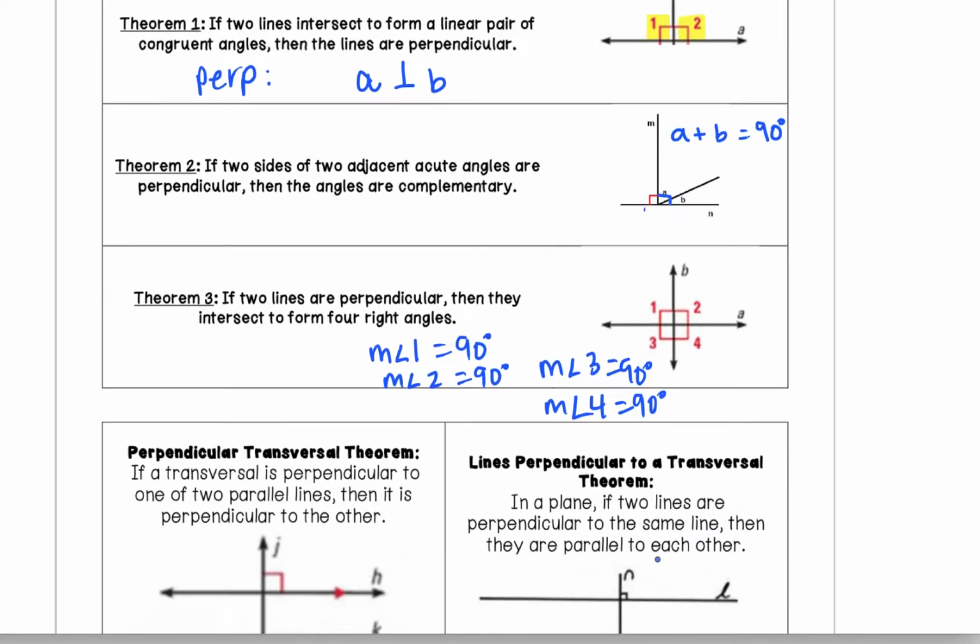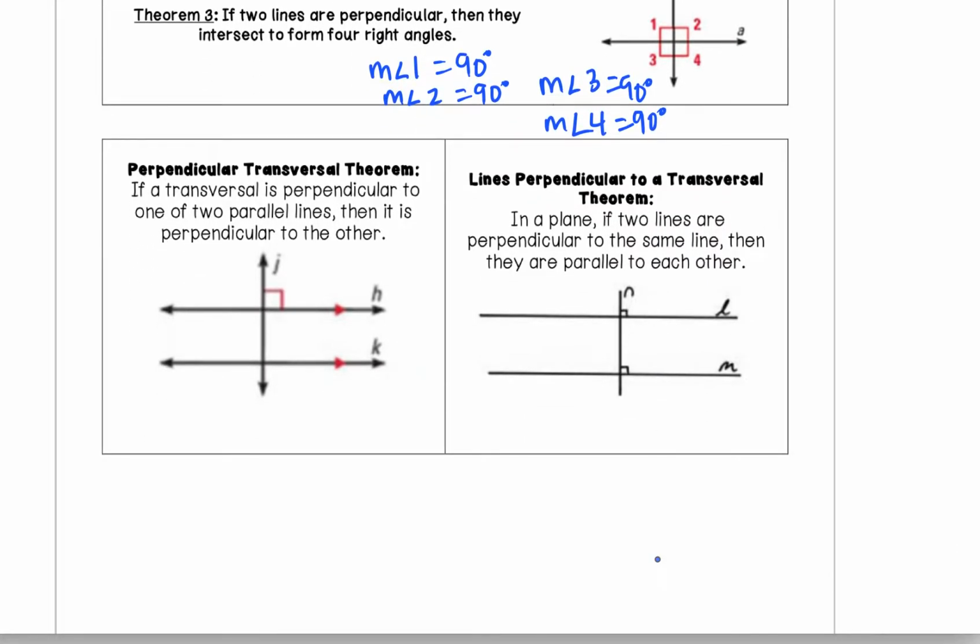We have two other theorems having to do with perpendicular lines that we're going to look at today. The first is the perpendicular transversal theorem, and this tells us that if a transversal is perpendicular to one of two parallel lines, then it is perpendicular to the other. So that means you need to know that the lines are parallel, and you need to see that it's perpendicular to at least one of them. That would mean that we could conclude that line J is also perpendicular to line K. We would have needed to know, though, that these were parallel first and that this made that 90-degree angle, that it was perpendicular to H.